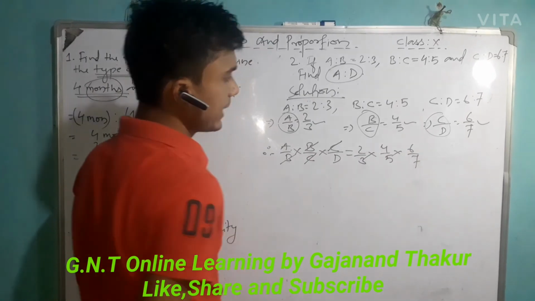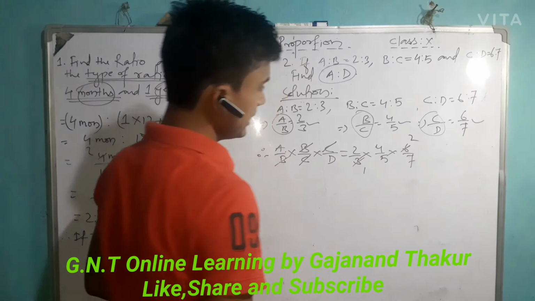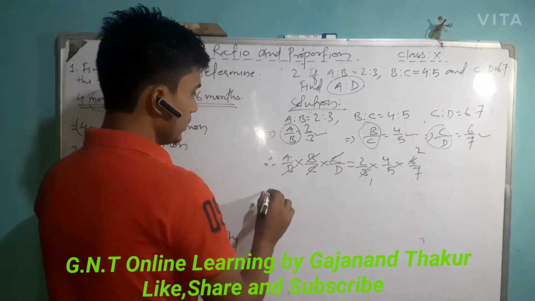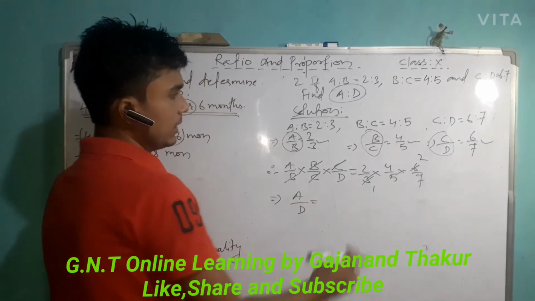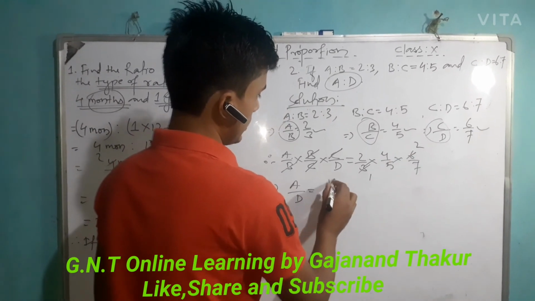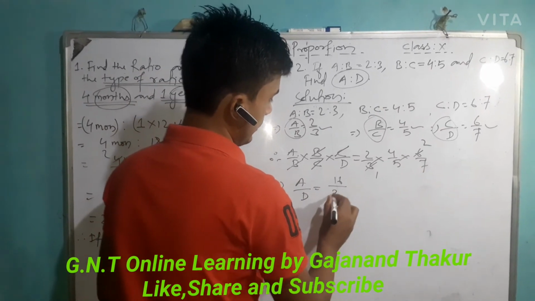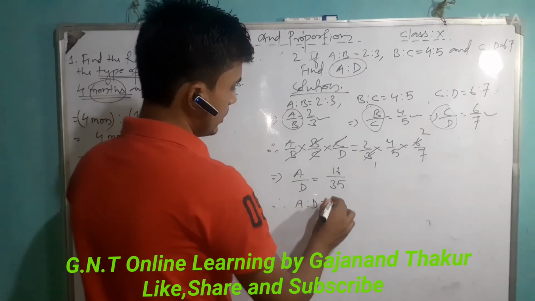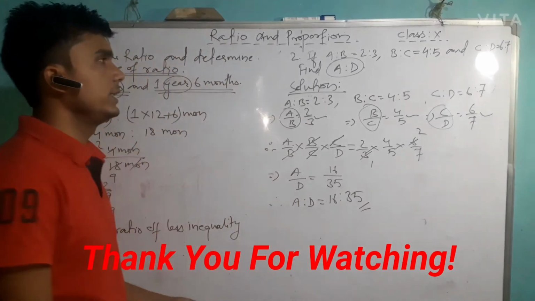Now, can we cancel anything from here? Yes, let's see: 3 1s are 3, 3 2s are 6. Anything more? It's not possible. We got 5, 2, 4, 7. So we get A by D. Is it possible to cancel here? No. So 2 4s are 8, 8 2s are 16. Now 5 7s are 35. Therefore, A is to D equals 16 is to 35. So this is the solution for this question.